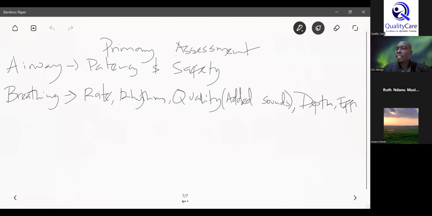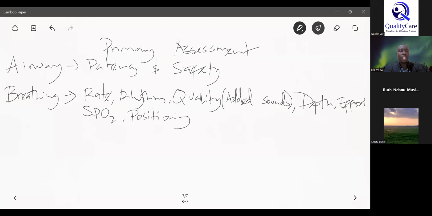So we want to assess the effort, use of accessory muscles, which could help you gauge the extent of respiratory distress. All right, we want to assess the SpO2 of the patient. Of course, earlier we observed the positioning of the patient in order to check whether we are dealing with a respiratory issue. At C, C is for circulation.